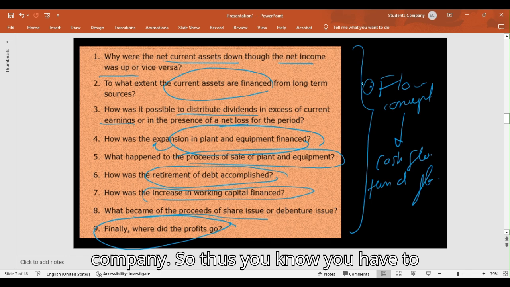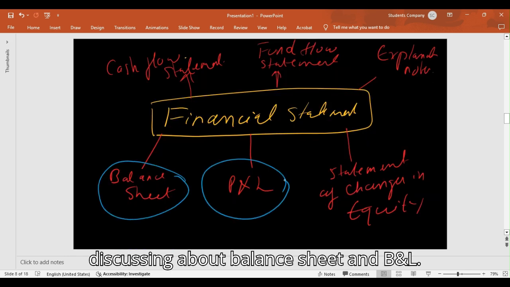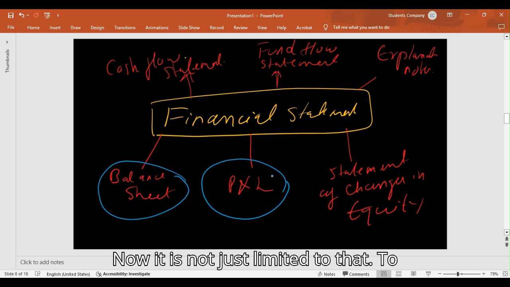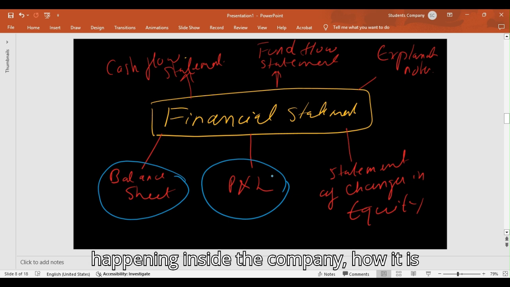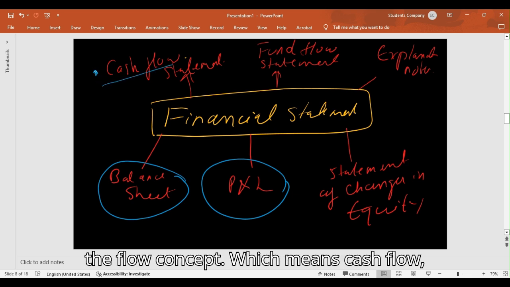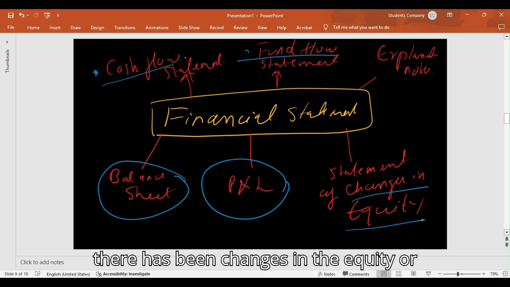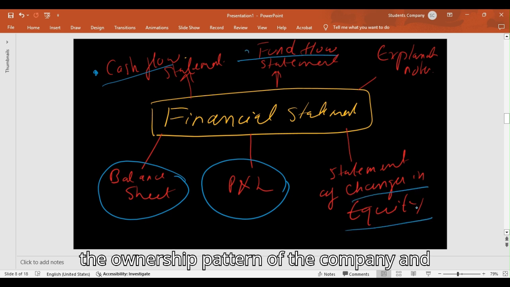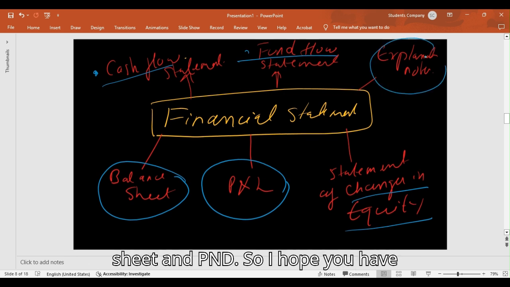So thus, you have to study financial statements. We were just discussing balance sheet and P&L. Now it is not just limited to that. To understand the entire story of what is happening inside the company, how it is using its resources, you have to study the flow concept, which means cash flow, which means fund flow, which means how there have been changes in the equity or the ownership pattern of the company, and some explanatory notes related to balance sheet and P&L.